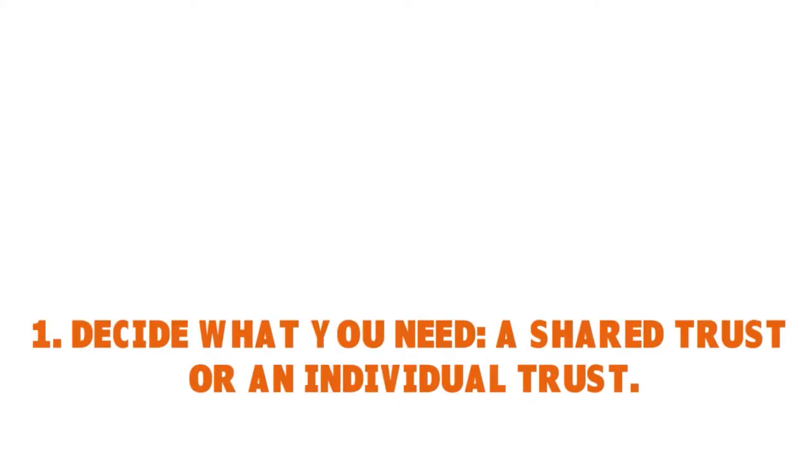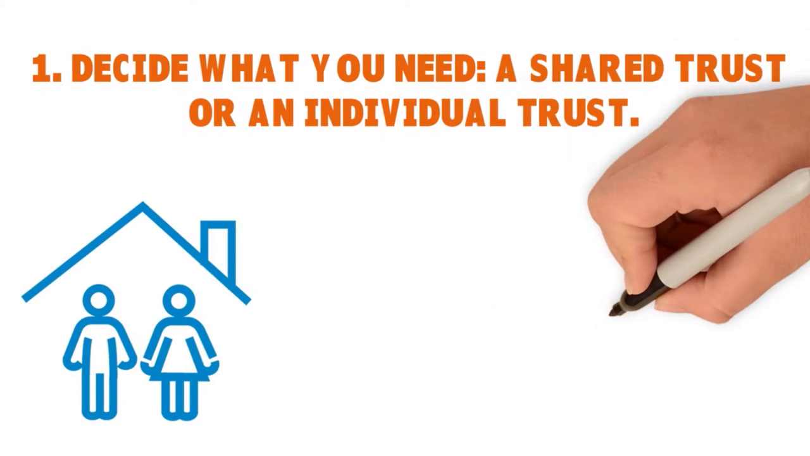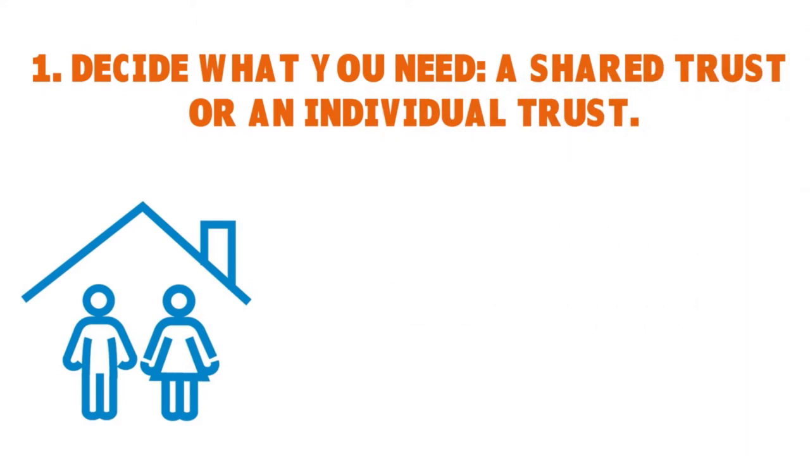The first thing you want to do is to decide what you need. Do you need a shared trust or an individual trust? So let's say you're married or you are in a domestic partnership and you and your spouse or partner own most of your property together. A shared trust may be the right way to go because it allows you to lay out all the options, the possibilities, or the legal implications for a transfer of property in the short and long term.